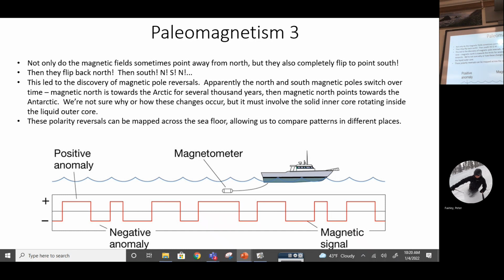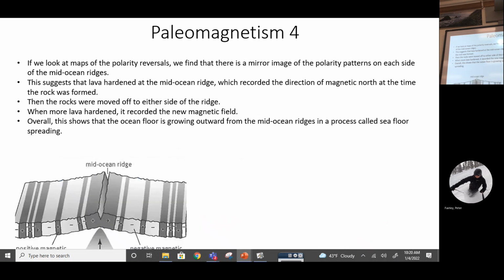So we have this complete flip of the magnetic field. We're not sure how or why, but we can map them across the seafloor. And this is really powerful evidence for seafloor spreading. So here we go. You have this diagram on yours, right? Look at the little plus and minus signs. Where it's gray and there's a plus sign, that means the magnetic field points north. Where it's white and it's a minus sign, that means the magnetic field points south.